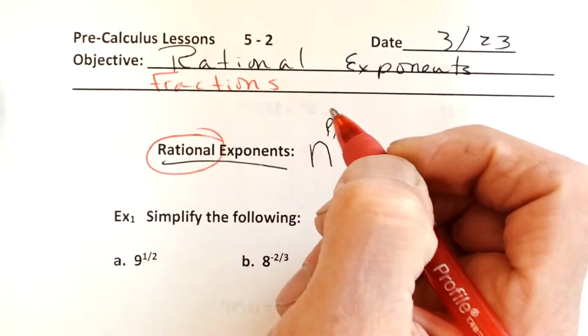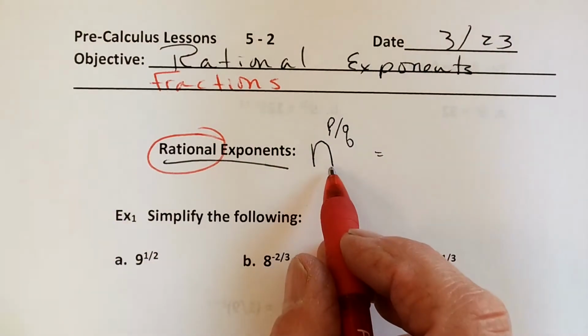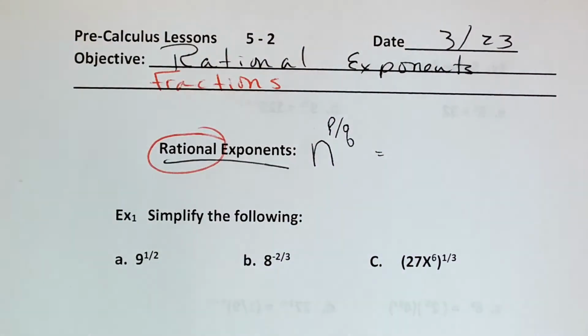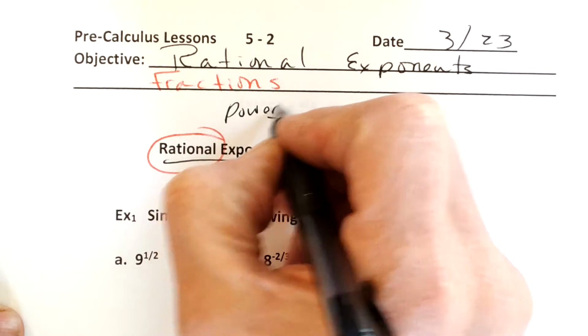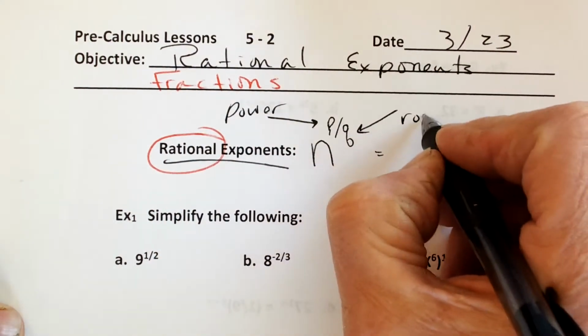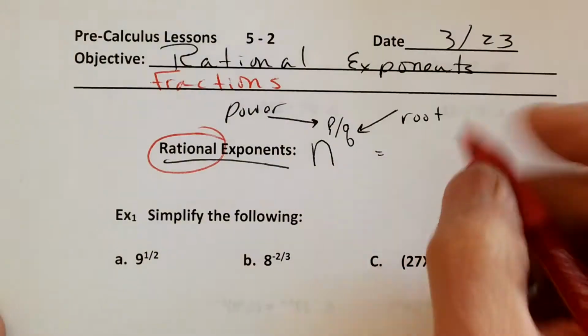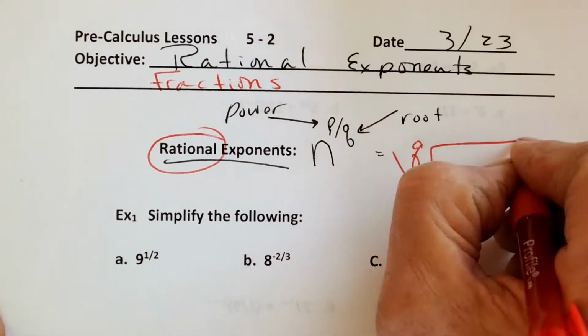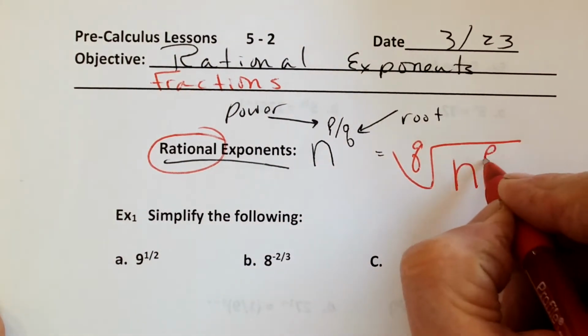Sometimes on the SAT they'll say, describe the rational numbers, and you're like, what the heck is a rational number? So a rational number is any number that can be a fraction. Does that make sense? So if you start out with a number to a rational exponent, the top number in the fraction is the power, and the bottom number is the root. So we can rewrite this as the q root, whatever the root is, to the power.